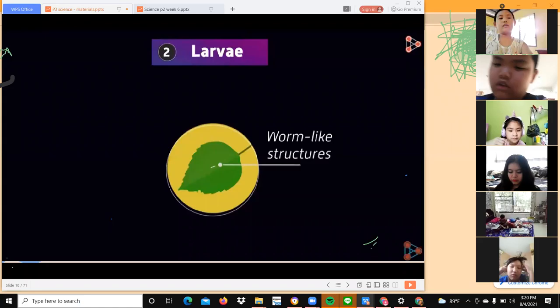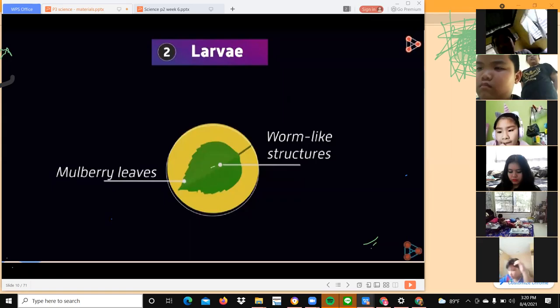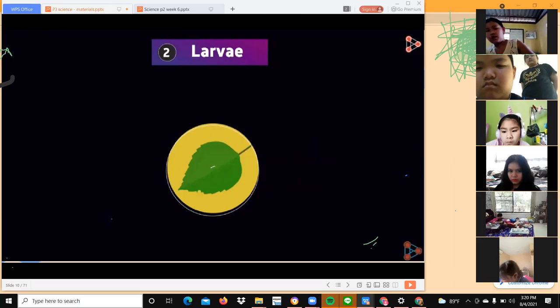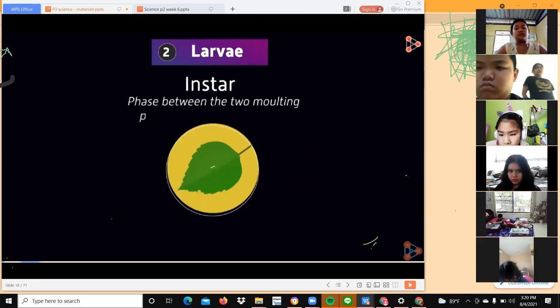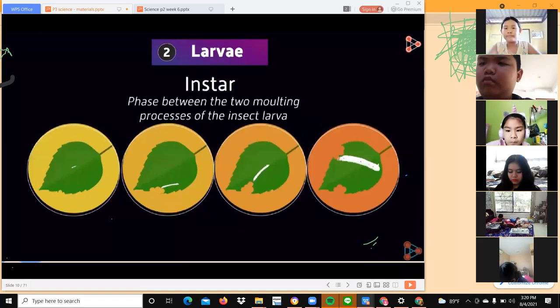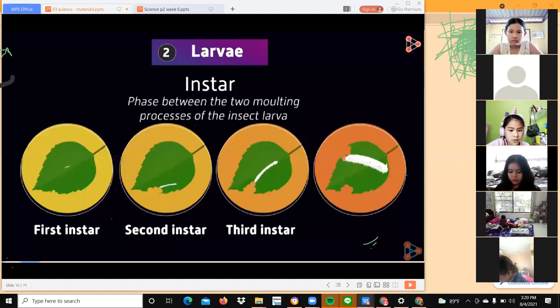So the growth in these is gradual. The growth stages of these larvae are also given a scientific name. The stages are called instar. Instar means the phase between two molting processes of the insect larva. So in this case, we can say the larvae grow into first instar, second instar, third instar, and so on till they feed themselves enough. Once the larvae are content with the amount of food consumed, they enter the next stage.